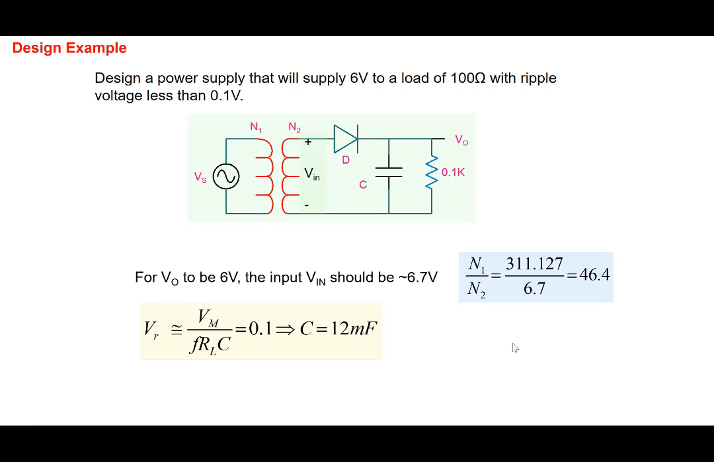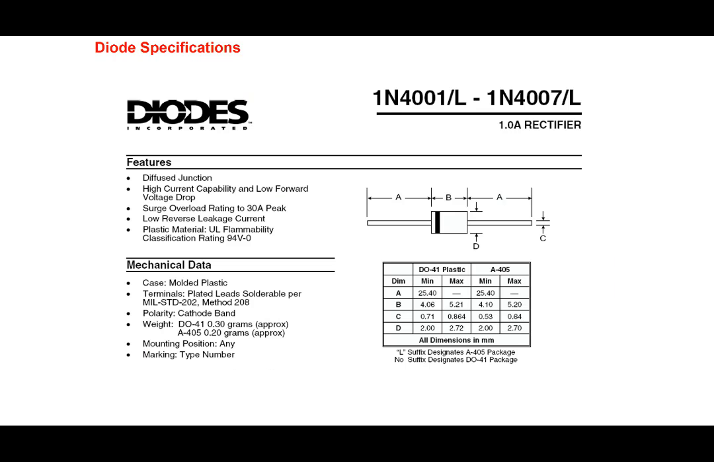Alright, so the next thing is how do we choose the diode? Because there are a large variety of diodes available, and what kind of diode is suitable for this application? So if we look at a diode, let me show you, for example, these are diodes. There are a wide variety of diodes. So for example, these are diodes meant for rectification, 1N4001 to 1N4007 here.